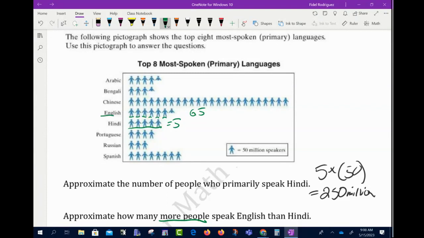Right, but let me ask you a question. We'll get to the 75 million. It's 1.5 more, right? So aren't we going to take 1.5 times 50? And you guys said that was what? 75 million. Does that make sense? Right, because it's 1.5 more.